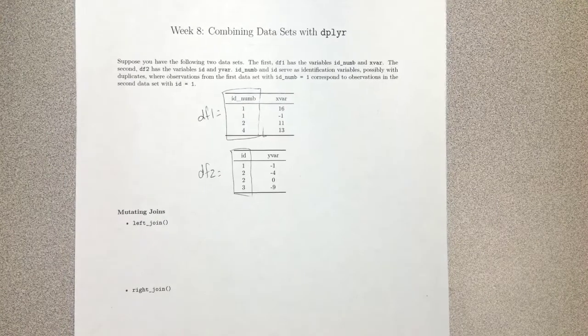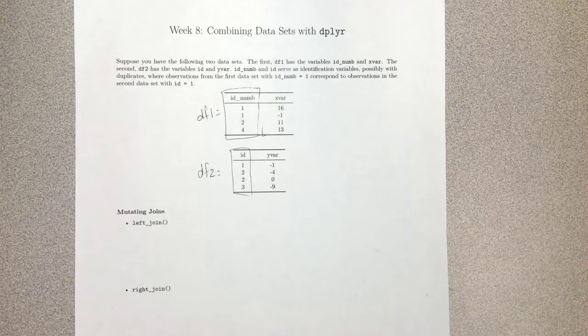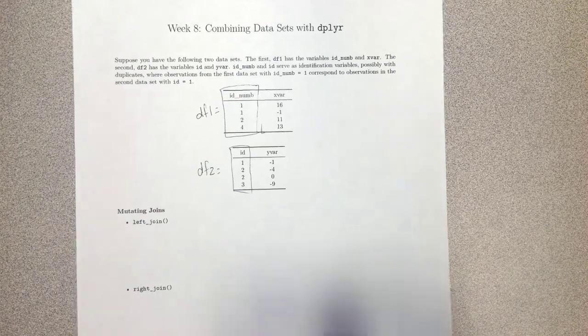A key could really be anything. If you have two different data sets on, say, people in the data science class, the key would be the people's names. Or the key could be a year if you have yearly data on two different things that you want to combine. So it could be many different things.